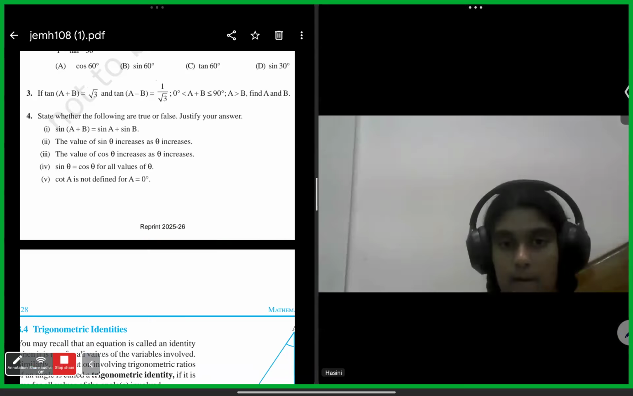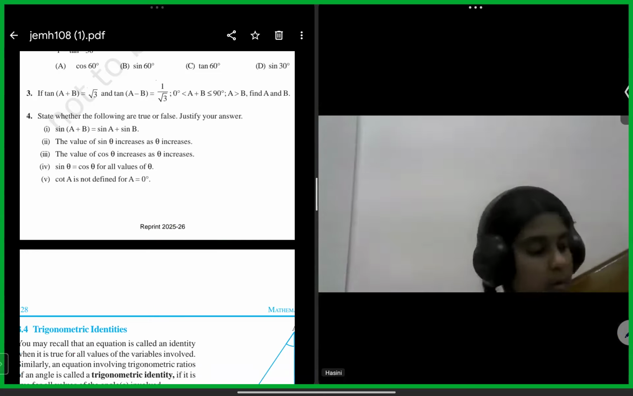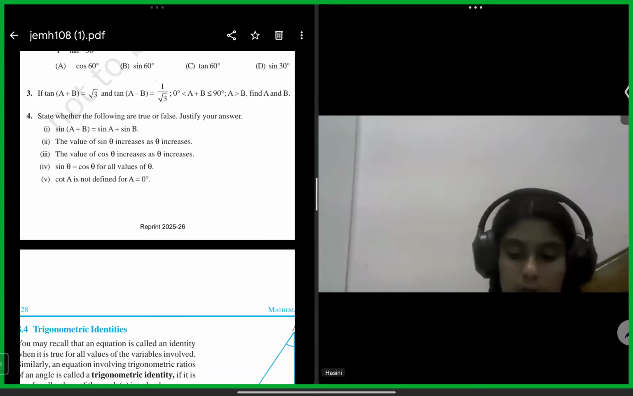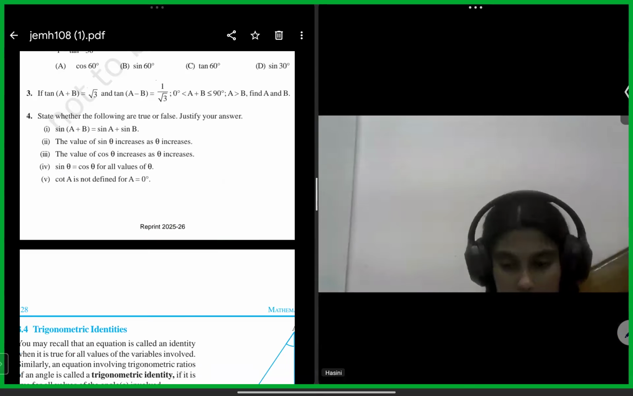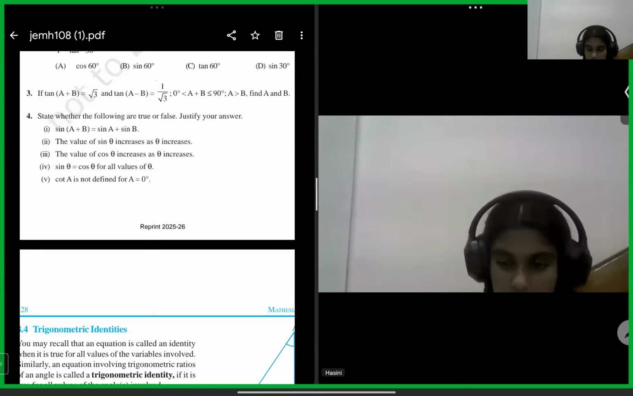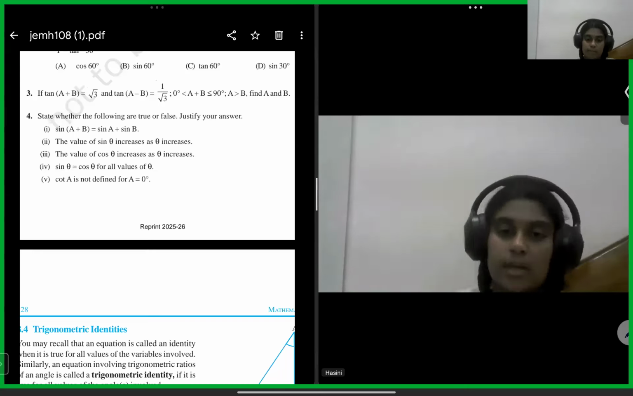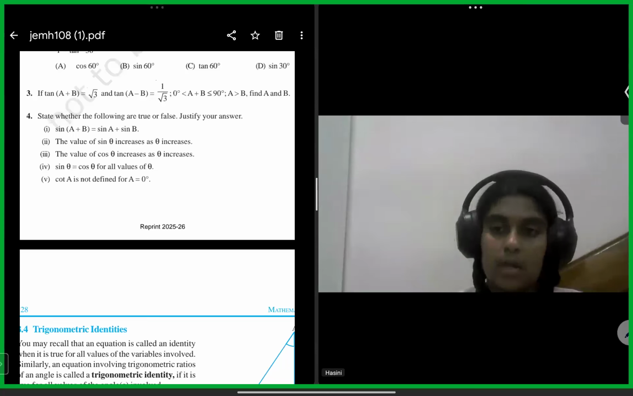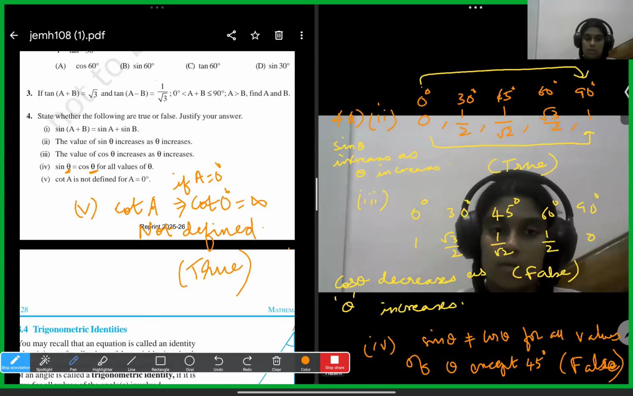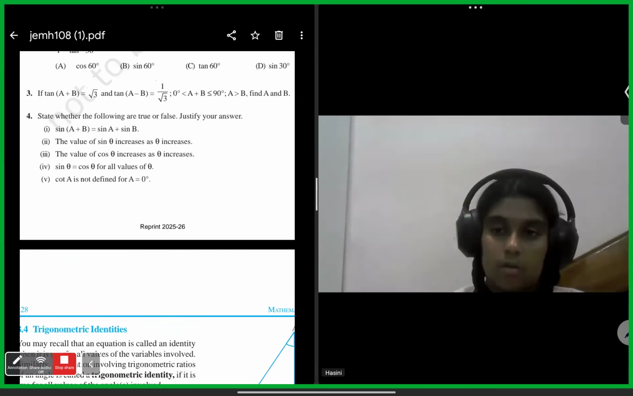So with this, the first exercise is finished, Hasni. Just for confirmation, I will check the back answers. For the third question, angle A we got as 45, and angle B we got as 15. For the fourth question: first one is false, second one is true, third one is false, fourth one is false, fifth one is true. Yes, sir, the back also shows the same. All are correct. So this exercise is finished, Hasni. We'll go to the next exercise.